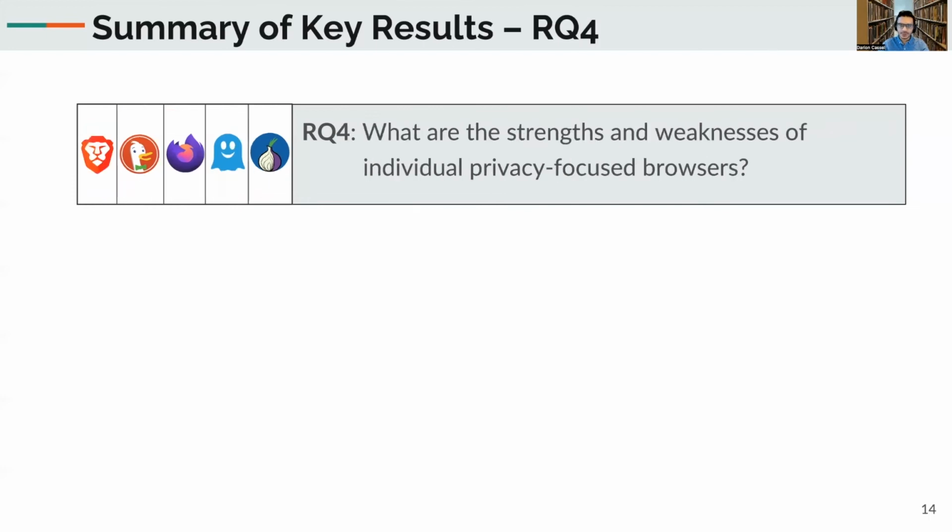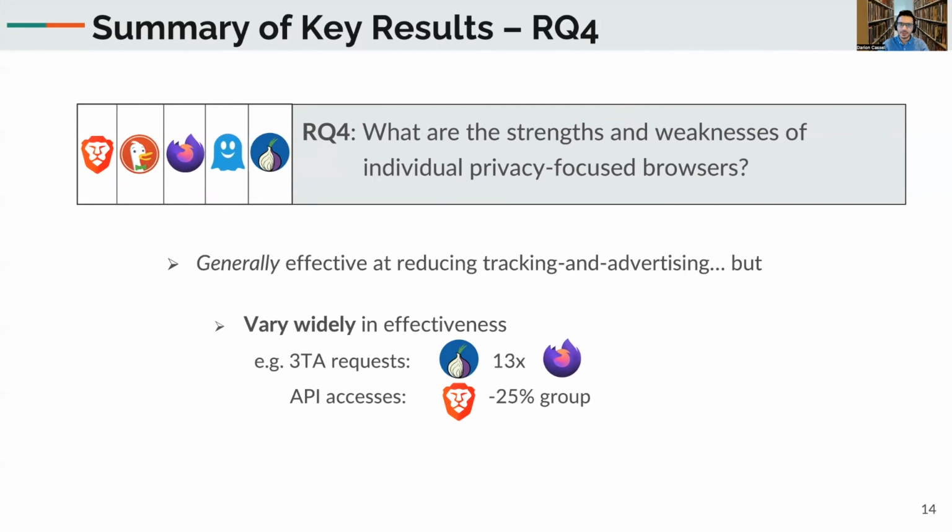Next, looking at our last question, which asks, what are the strengths and weaknesses of the individual privacy-focused browsers? What we find is that while they are generally effective at reducing third-party tracking and advertising, they actually can vary widely in their effectiveness. For example, looking at third-party tracking and advertising requests, we see that the Tor browser has 13 times as many of these requests as Firefox Focus. Considering API accesses, we see that the Brave browser actually has 25% less than the privacy-focused browsers as a group.